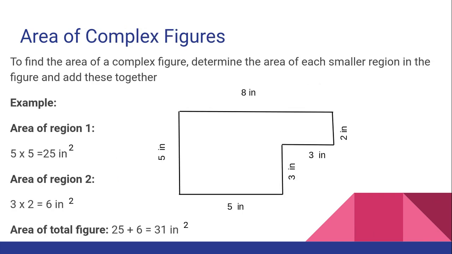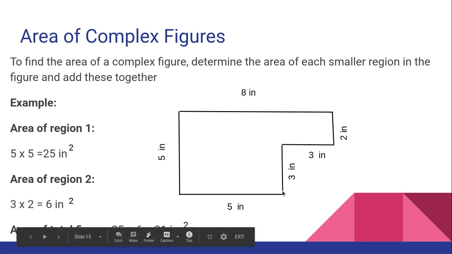Now, this is where it gets a little bit trickier. We're going to find the area of complex figures as well. To find the area of a complex figure, determine the area of each smaller region in the figure and add these together. So we're going to start with our area of region 1. If you watch my mouse here, let's try this pointer. I've never done this, guys. I don't know how this is going to go.